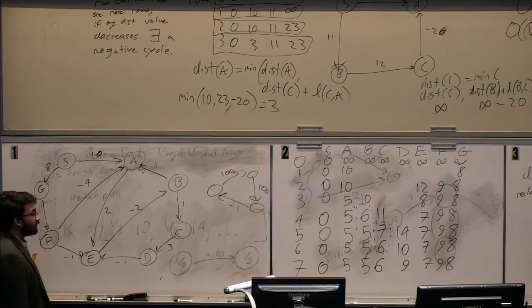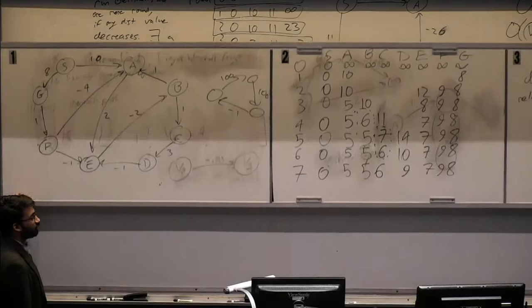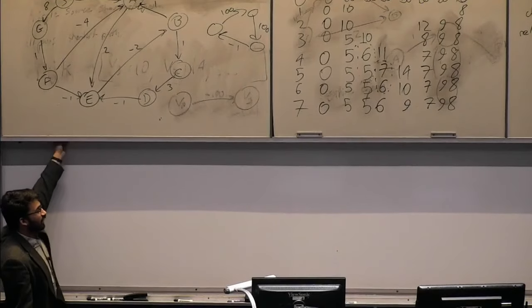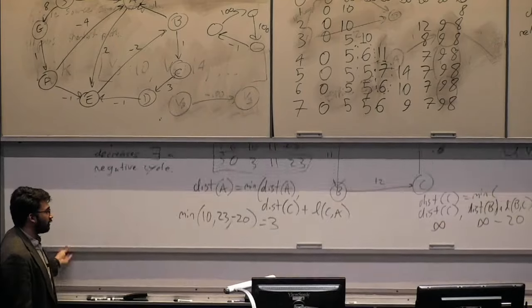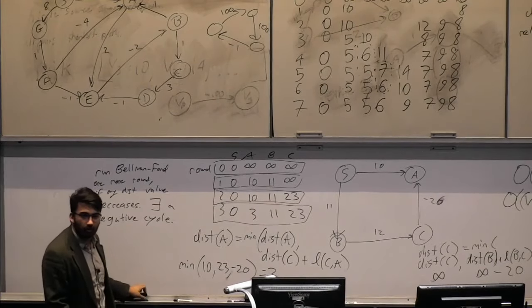Awesome. Let's talk about another scenario where you might want to compute shortest paths. Let's consider shortest paths on graphs that are DAGs. Any more questions on Bellman-Ford?